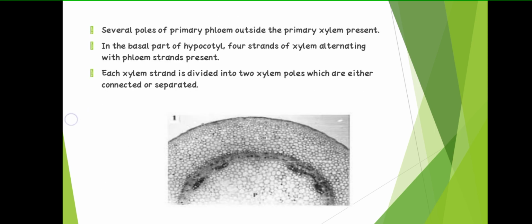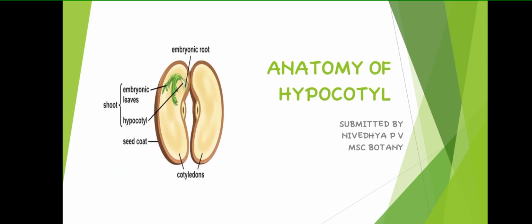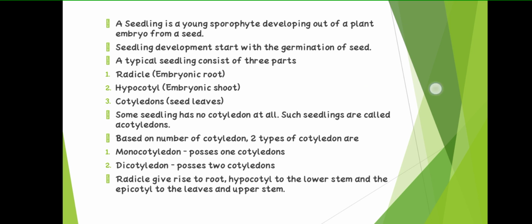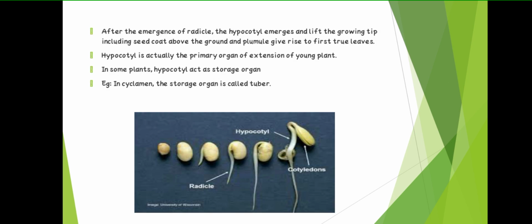In this slide we have discussed first of all the seedling, which has three parts: radicle, hypocotyl and cotyledon. Next we discussed the hypocotyl, which is the stem of the germinating seedling found below the cotyledon and above the radicle. First the radicle emerges and produces true roots, and later the hypocotyl emerges and lifts the growing tip, including the seed coat, above the ground, and later the plumule gives rise to the first true leaves. This hypocotyl also acts as a storage organ, and sometimes is known as a tuber in cyclamen.